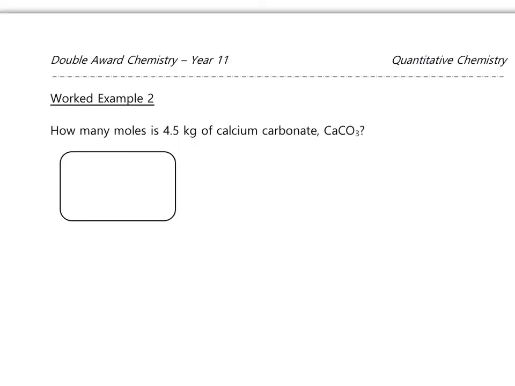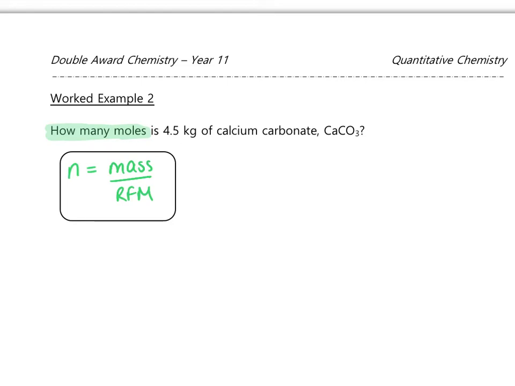So worked example 2 says: how many moles is 4.5 kilograms of calcium carbonate, CaCO3? So again, first of all, let's highlight what we're being asked to work out. So we're being asked to work out how many moles. So what's my equation for working out the number of moles? Well, number of moles is n. And what is n equal to? Go back to your equations on page 12. n is equal to mass over RFM.